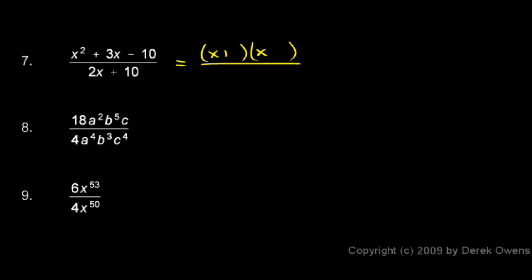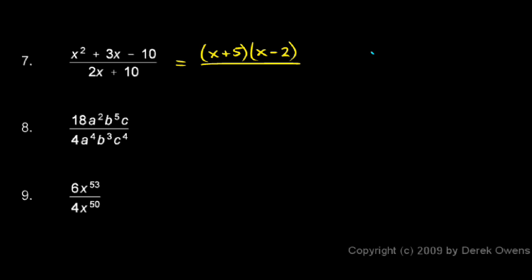Well, it's going to be x plus something times x minus something, because when we multiply the last term by the last term, we have to get a negative number, a negative 10. So what two factors of 10, one of them being negative, will add up to 3? With a little bit of thought, you can see that it's x plus 5 times x minus 2. And I'll just show you that.